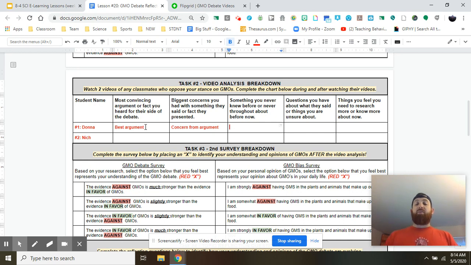From there, something you never knew before or never thought about when it comes to looking at that side. So maybe they presented a fact you've never heard before. Maybe they presented a way of thinking about GMOs. You're like, oh, I never considered that, okay? Now we're being considerate of what is something that's new or never heard of. New about their arguments. Okay.